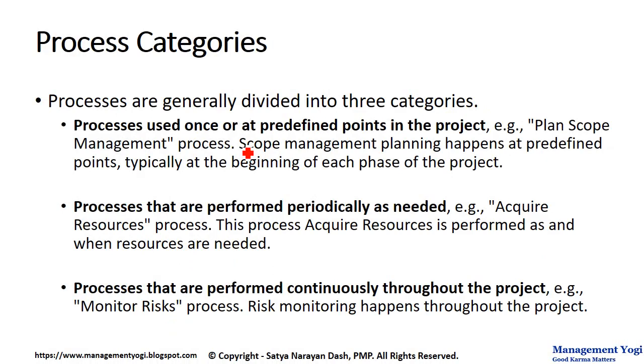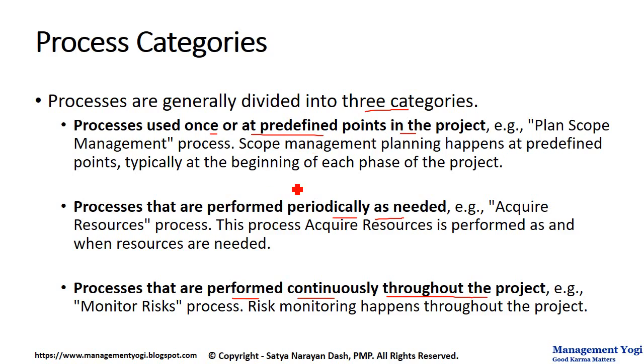Processes are generally divided into three categories. In the latest edition of the PMBOK Guide, these three categories have been mentioned for every process. The three categories are processes used once or at predefined points in the project. Second one is processes that are performed periodically as needed. Third one is processes that are performed continuously throughout the project. Let's go through them one by one.